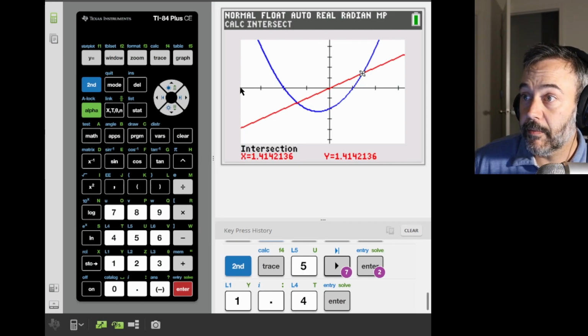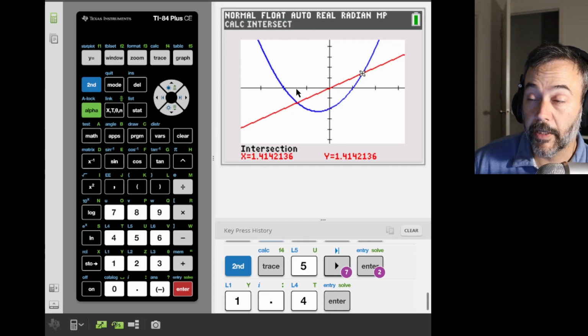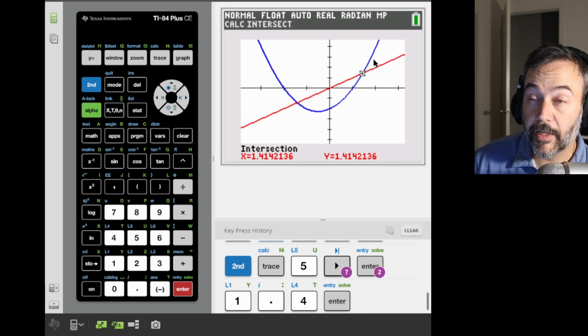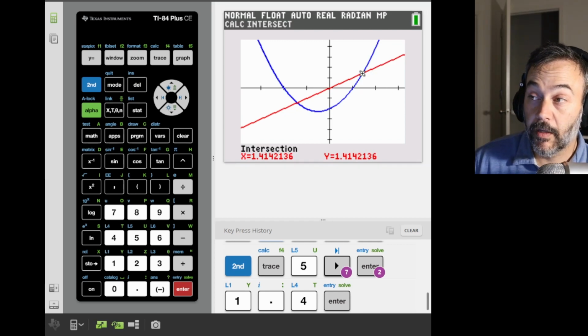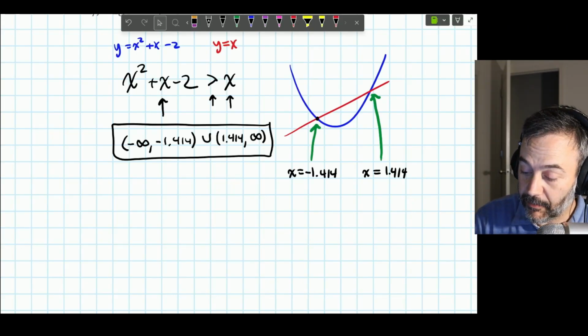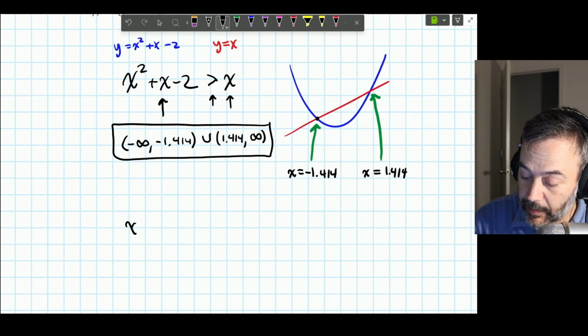All x values from negative infinity up to negative 1.414, but not including it, is where the quadratic is greater than the linear. And all the x values from 1.414 up to positive infinity is where the quadratic is greater than the linear on the right-hand side. Okay, let's do the calc 0 method. And here's where some questions came up. I'll begin by writing down the exact same inequality that we started with.